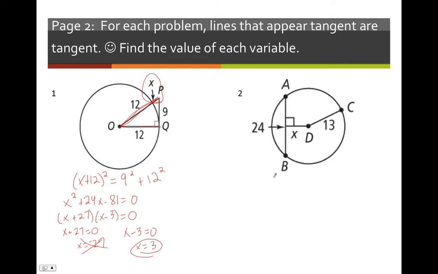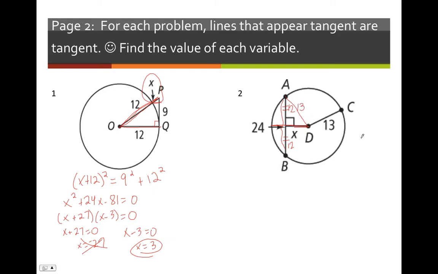For problem number 2, we know that this entire length is 24. So we also know that we have this perpendicular radius, and so we know that it bisects it. So we know this is 12 and this is 12. Remember that one of the things that will help you tremendously is if you draw in a radius to make a right triangle. All the radii in a circle are congruent, so I know this one's 13.